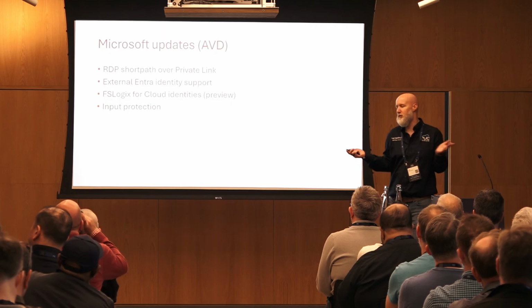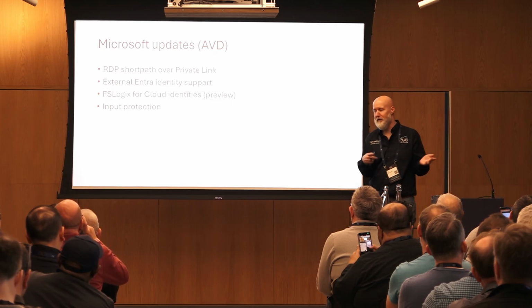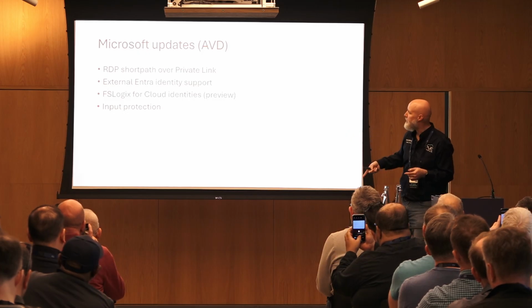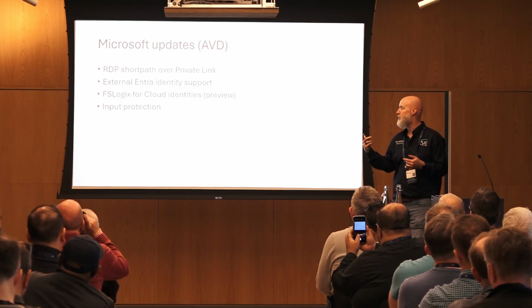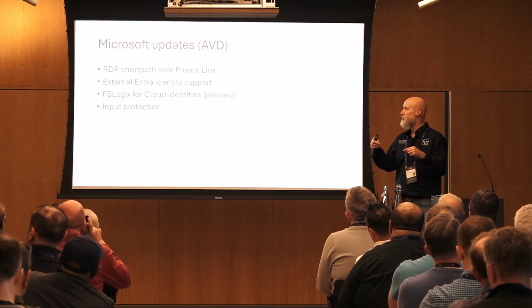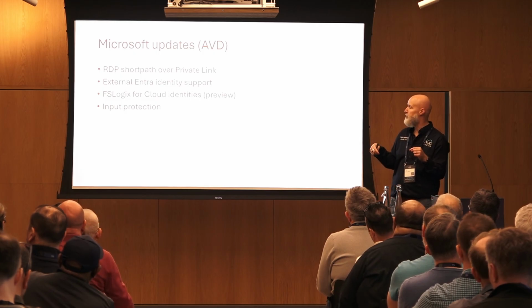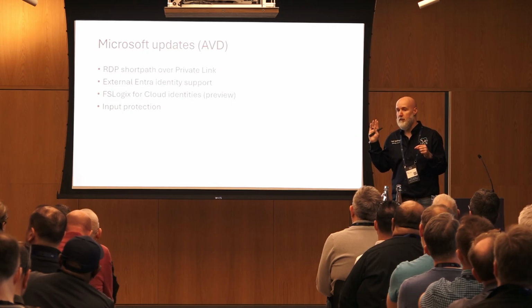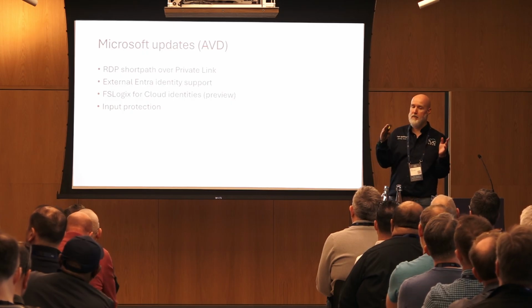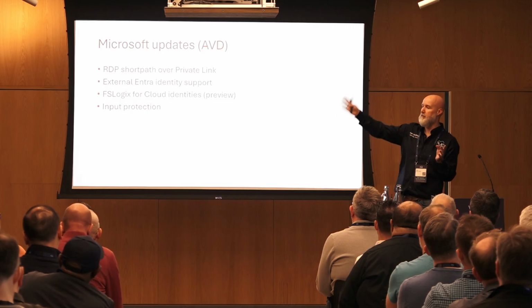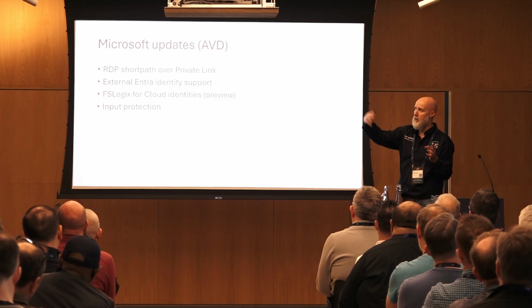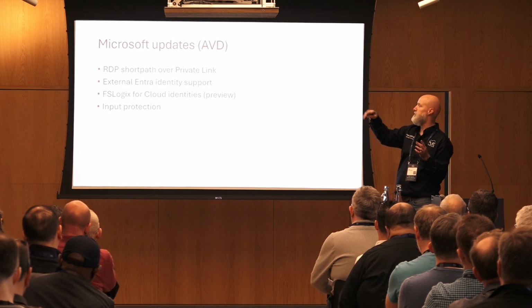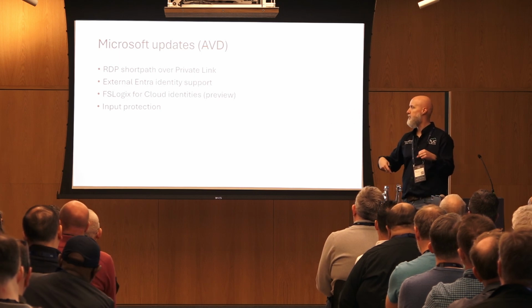Although, technically, Windows 365 is built on AVD, so the same could apply, right? So you can now do RDP Shortpath over Private Link. Again, if you're using Private Link in Azure, you can do RDP Shortpath over your private link for your internal IP addressing. There's Entra support for external identities. So if you're working with third parties or you want to have a guest, you can allow access to AVD and Windows 365 using external identities, not necessarily your own Entra tenant.